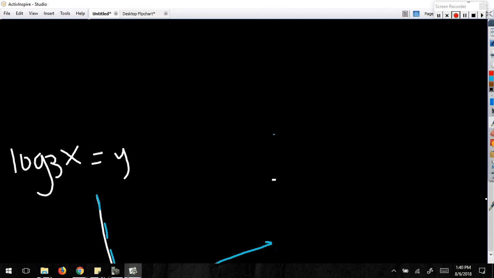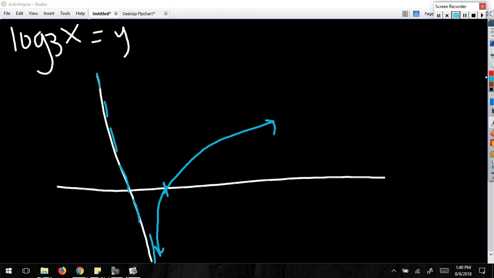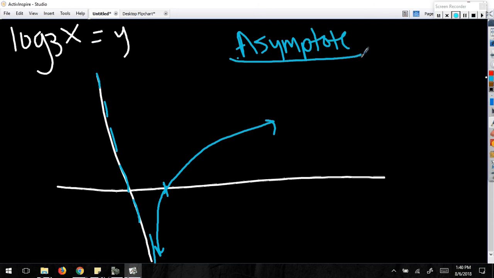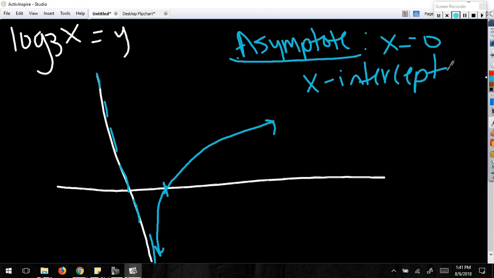So maybe I'm asked for an asymptote, and that equation would be x equals 0. We'll look at one that shifts in just a minute so that you can see a little clearer. It also has an x-intercept, which again is where it's crossing the x-axis.